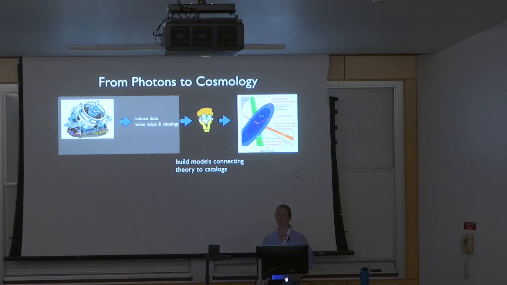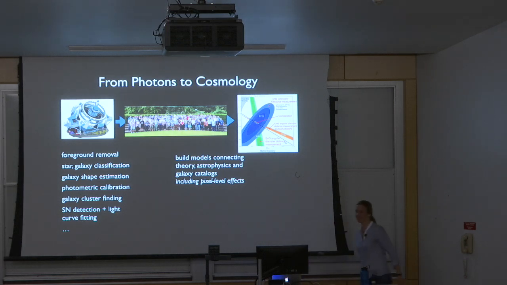In my talk, I'm going to explain to you why this will be more complicated in the era of precision cosmology. And I think our working model at that point will be that instead of simply saying we do data reduction, we have to be specific, saying, OK, there's foreground removal. We have to classify stars and galaxies. We have to estimate galaxy shapes. The photometric calibration will be very important. We have to specify how we find galaxy clusters, how we detect supernovae, and fit the light curve.